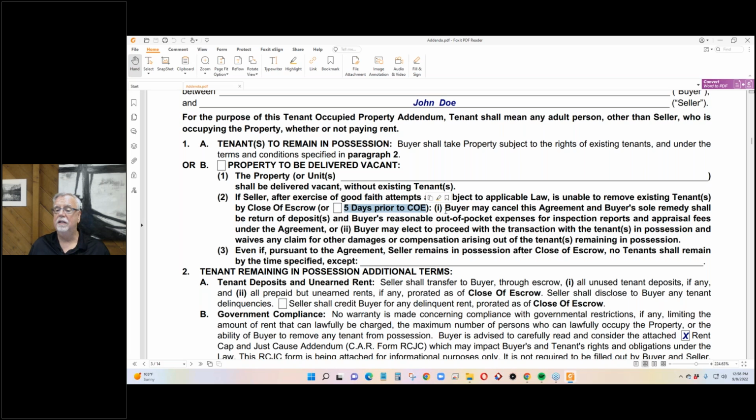Then it says that the buyer may cancel this agreement, and buyer's sole remedy shall be the return of deposits and buyer's reasonable out-of-pocket expenses for inspection reports and appraisal fees under the agreement. So if we say it's going to be vacant, but it is not vacant, the buyer gets their deposit back and they get what they've spent for the inspections and reports.